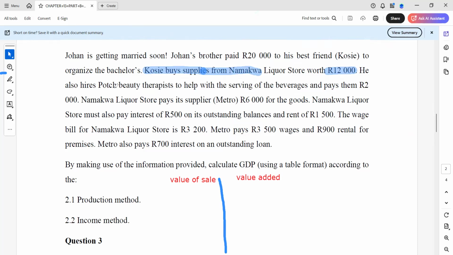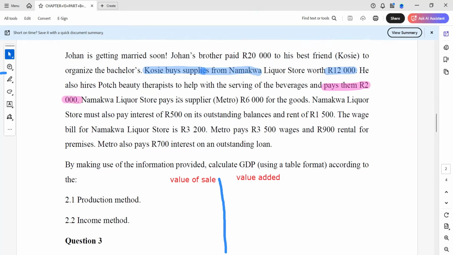He also hires Posh Beauty therapists to help with the serving of beverage and pays them 2,000. Right? He hires these people and pays them 2,000. Obviously, now this payment to these people is an income. It's like paying wages or salaries. So will this one go with the income method or production method? Yeah, you got it right. This amount is going under the income method.